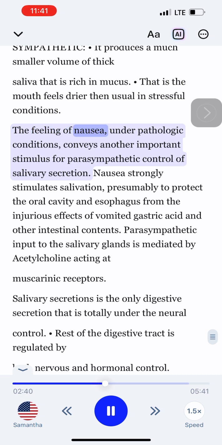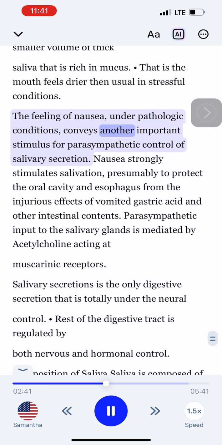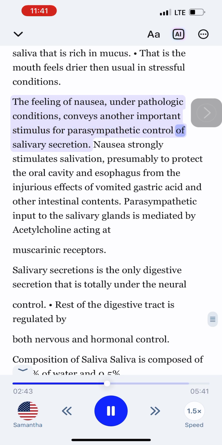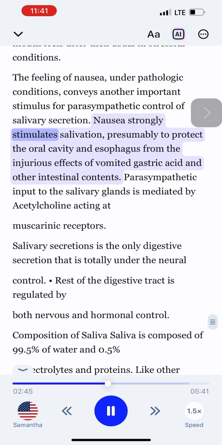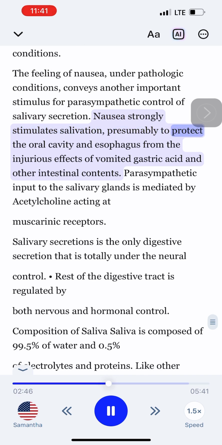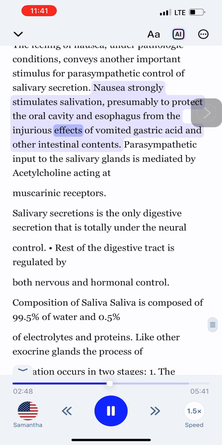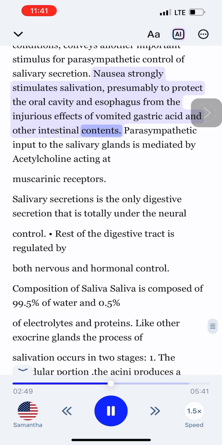The feeling of nausea, under pathologic conditions, conveys another important stimulus for parasympathetic control of salivary secretion. Nausea strongly stimulates salivation, presumably to protect the oral cavity and esophagus from the injurious effects of vomited gastric acid and other intestinal contents.